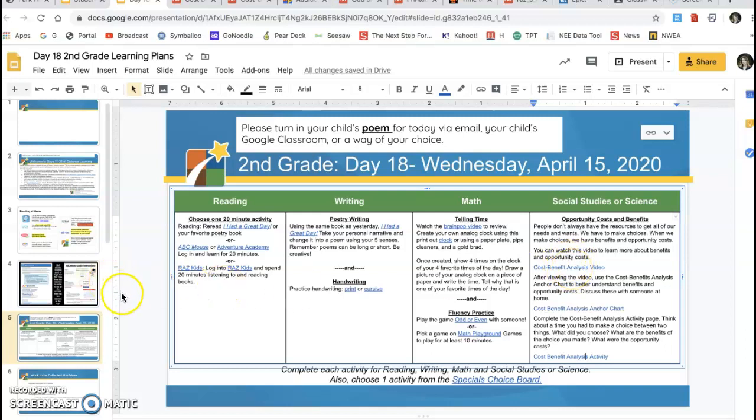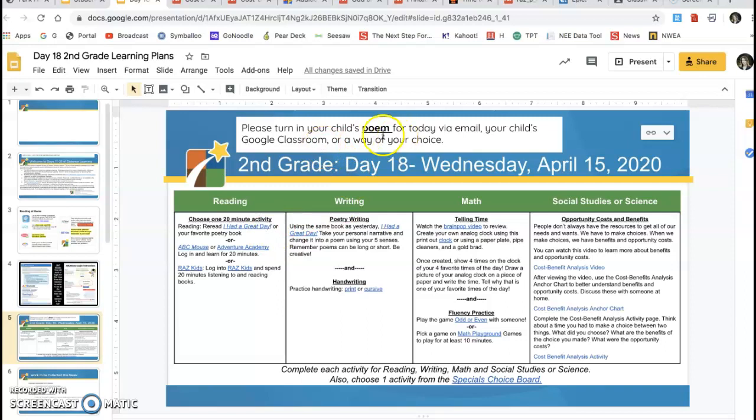So that's day 18. Again, make sure you send this poem to me. You don't have to send it to me today, but if you want to just get that done so you don't lose it, and that can just be checked off your list.